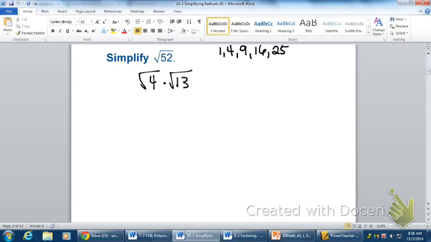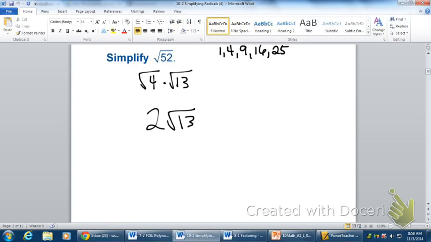Now, what's the square root of 4? 2. And we can't simplify the square root of 13 anymore. So you would just write it, drop it down right there. So this is how you simplify these square roots or these radicals. Just determine which perfect square can go into it. Does everyone understand the concept of perfect squares?